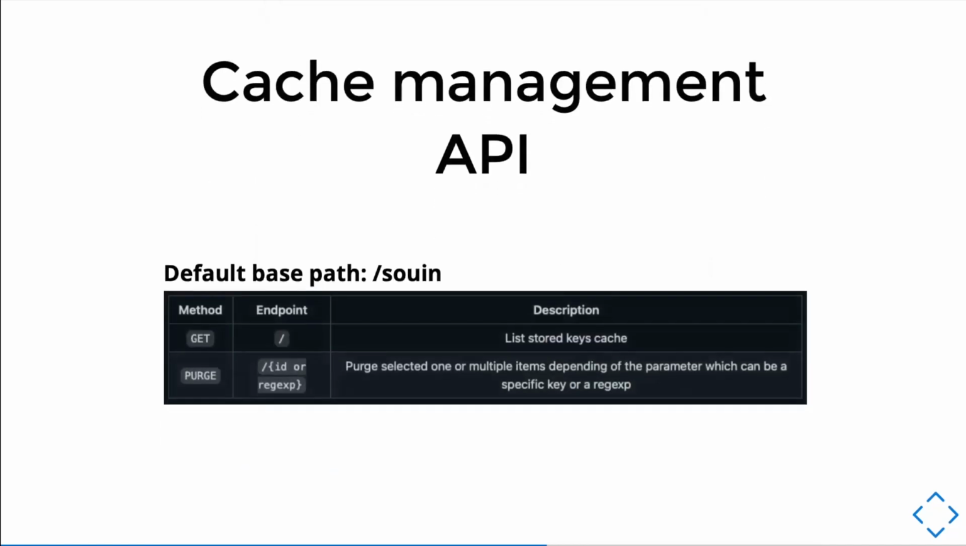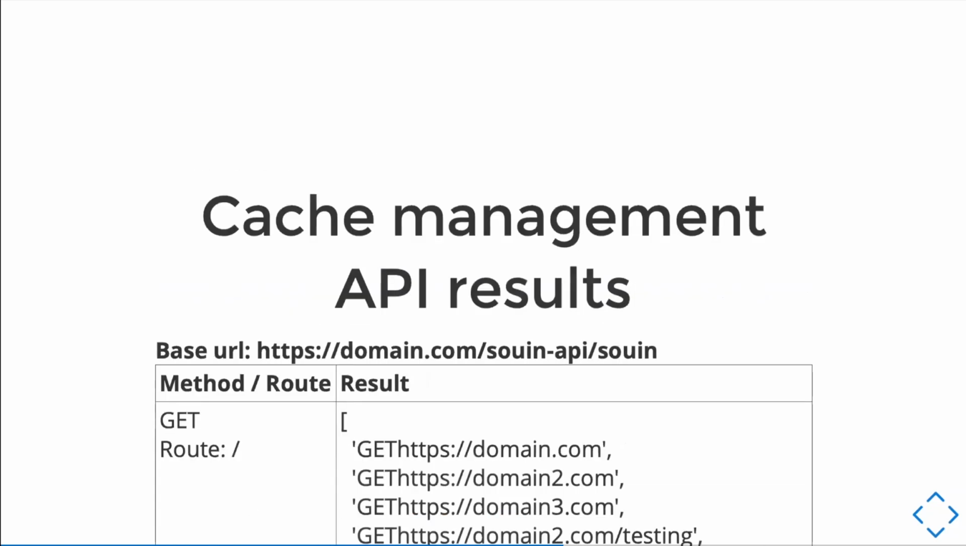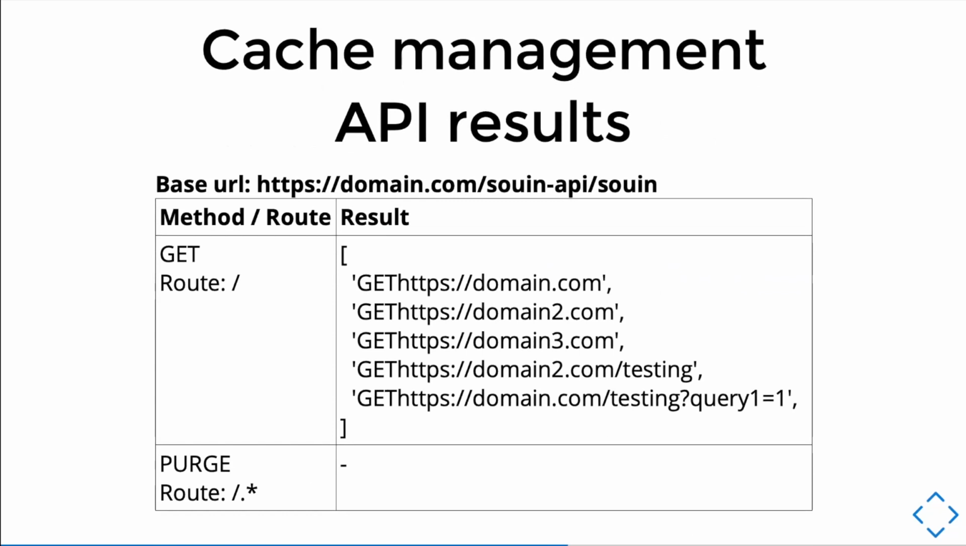So for the cache management, the default bus path is Sylvain, and you can send a GET request on the base endpoint to list stored keys, or send a purge request on an ID or regex to purge it. And here are some examples about the results.